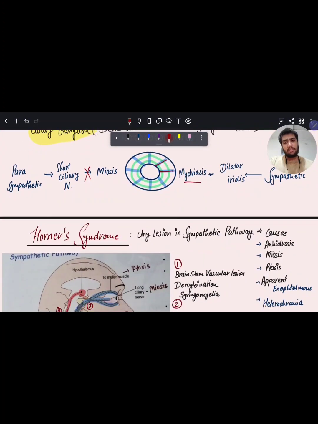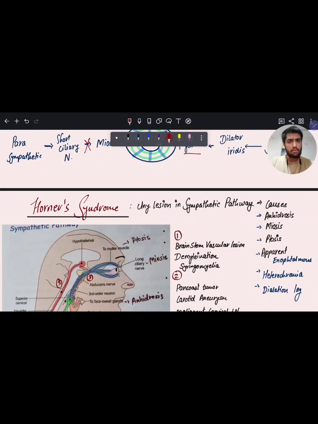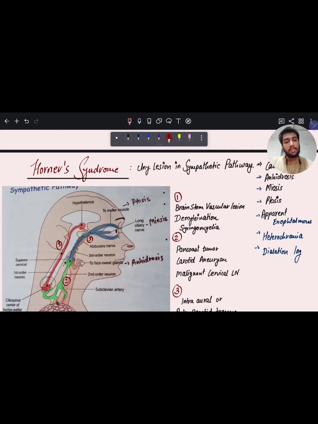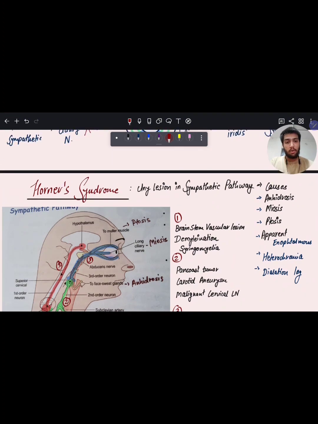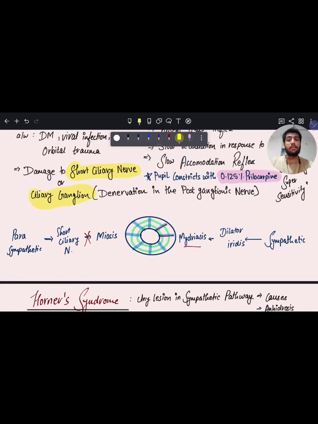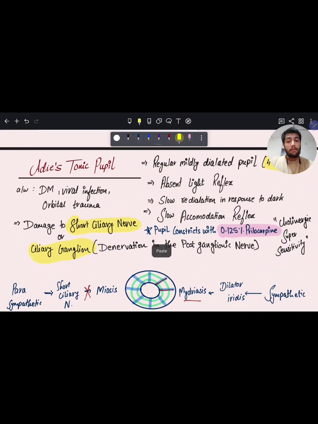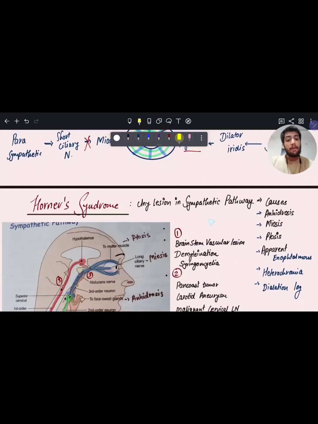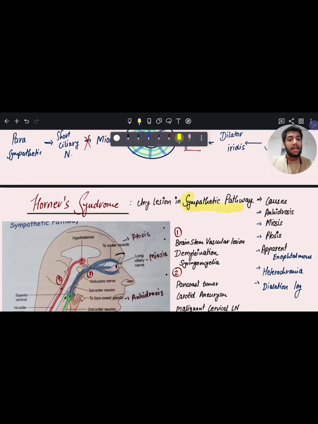So let's come to another condition known as Horner syndrome, and this syndrome is kind of one of the favorite syndromes of the examiner because in some or other way it is always being asked in one or other forms. And so let's see how the patient of Horner syndrome is presenting. So in Adie's tonic pupil we were having the damage in short ciliary nerve also. That means we were having the damage in the parasympathetic pathway, but here in Horner syndrome we are having the lesion in the sympathetic pathway. So it will be the opposite of Adie's tonic pupil.